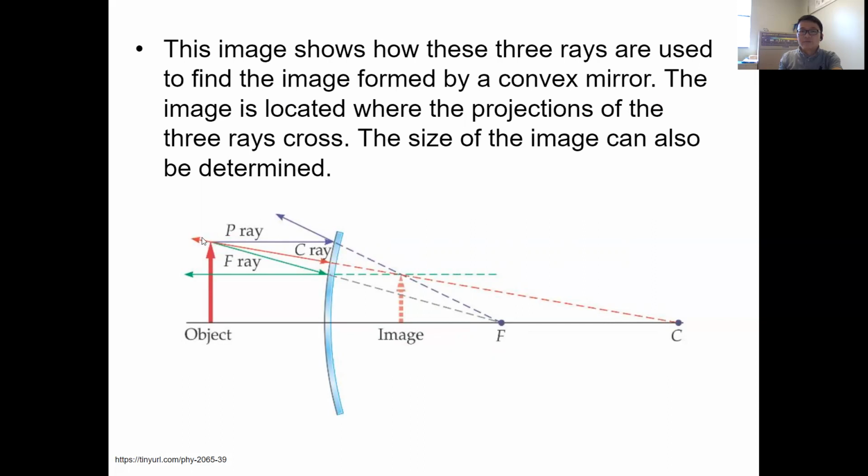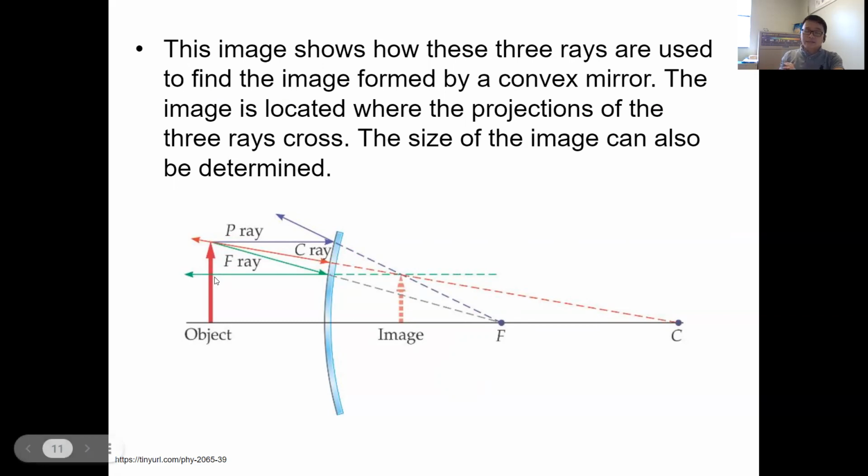The center ray will hit the mirror and then appears to go through the center of curvature. So it's called the center ray in this case, okay? It gets reflected back because that's the normal direction. The F ray appears to be hitting the focal point, but it doesn't, right? So you extend it, then it will appear to be going that way and comes back, okay?